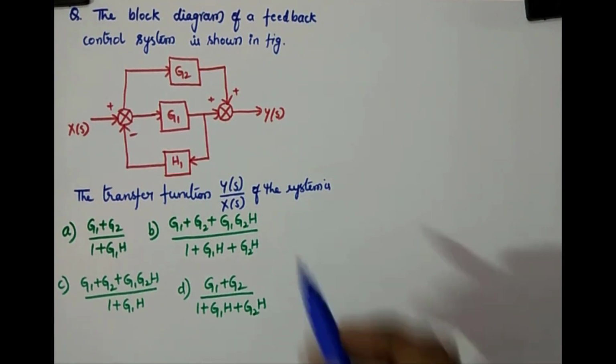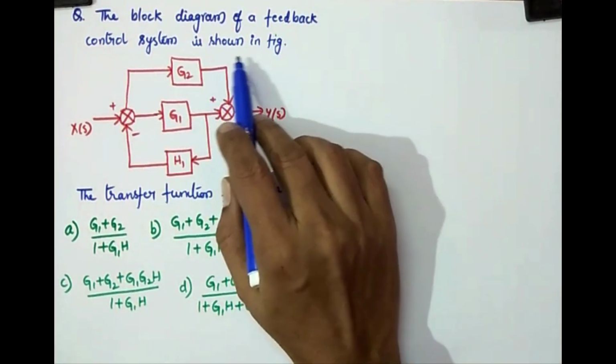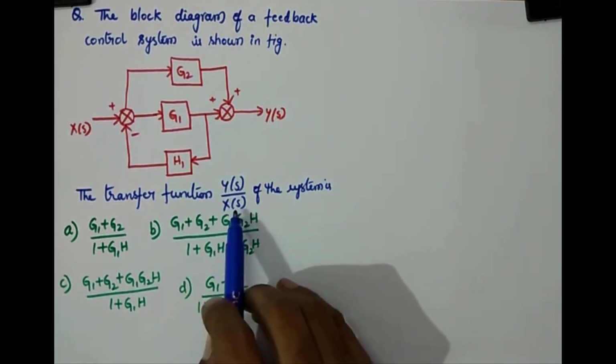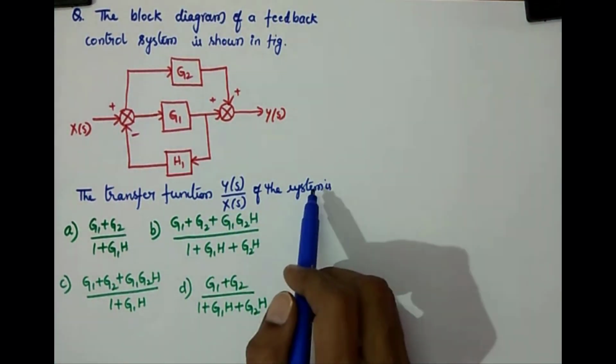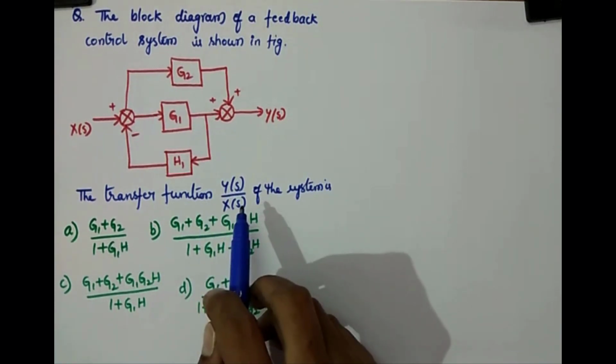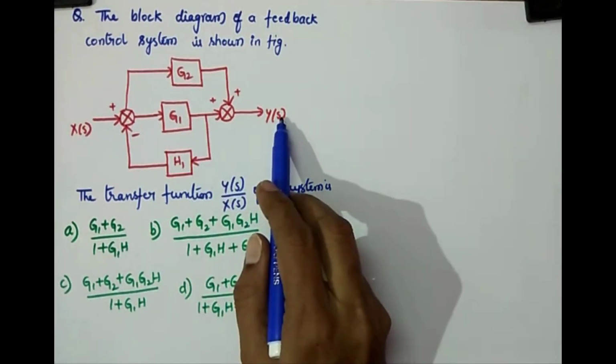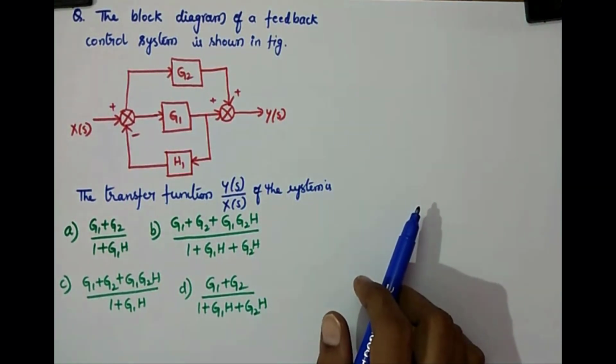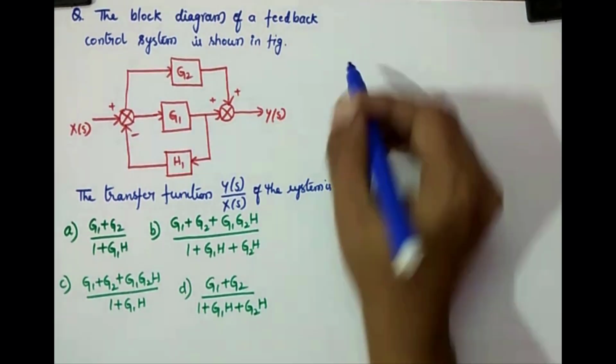The block diagram of a feedback control system is shown in the figure. The transfer function Y(s) by X(s) of the system is, given four options. You have to find the transfer function Y(s) by X(s) of the given system. This can be done by using Mason's gain formula.